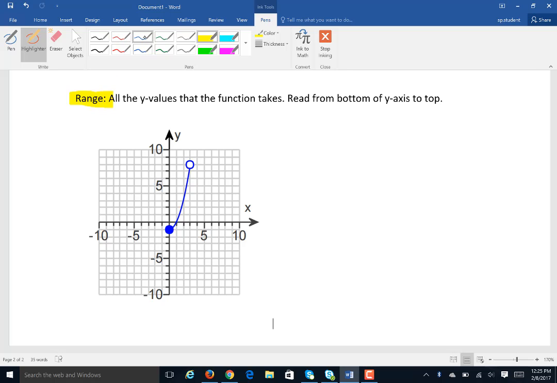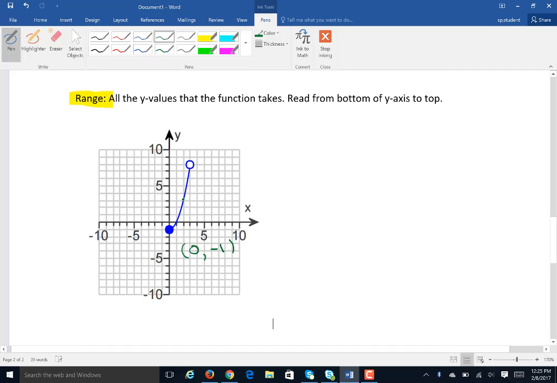The range is all the y values that the function takes. Here we're going to read from the bottom of the y-axis to the top. So just like before, we said, oh, there's the point 0, negative 1. And let's see, we said that there's a point here 2, 3, and on up. You can see there's a value when y is 7, almost all the way up to 8. Okay, so the range of y values is just going to be all of these right here on the y-axis.